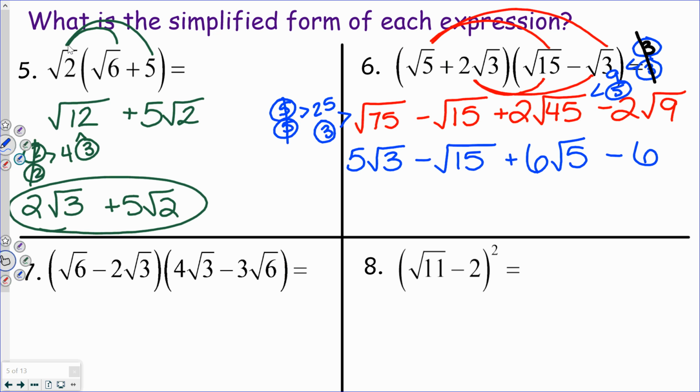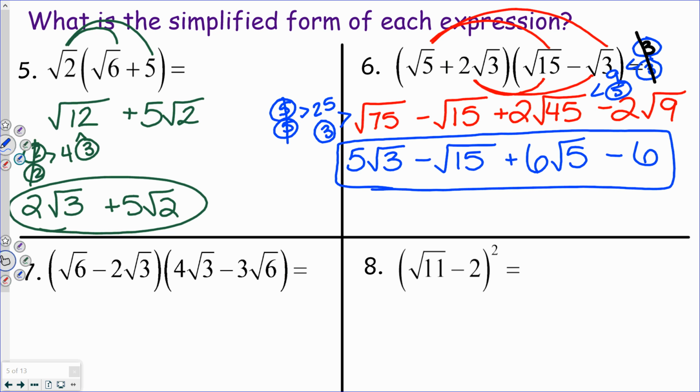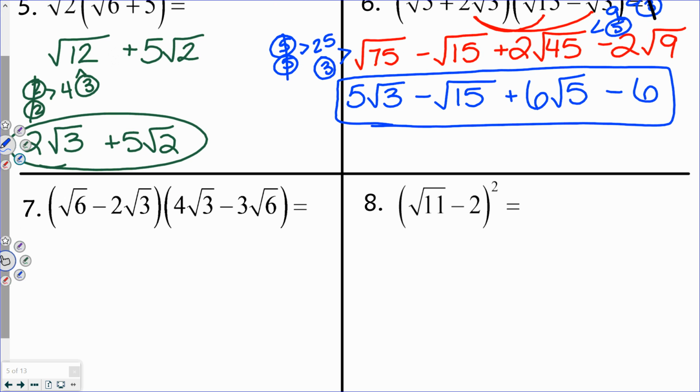Right, because I simplified and look at all your radicals. They're all different. So I'm done. I can't do anything else with this. Not always. Sometimes there's stuff that's the same. You never know until you simplify everything. There's a lot of pieces to it. I know, a lot of pieces.